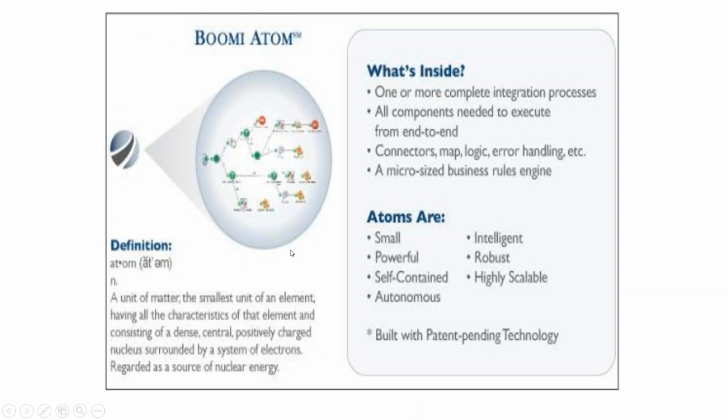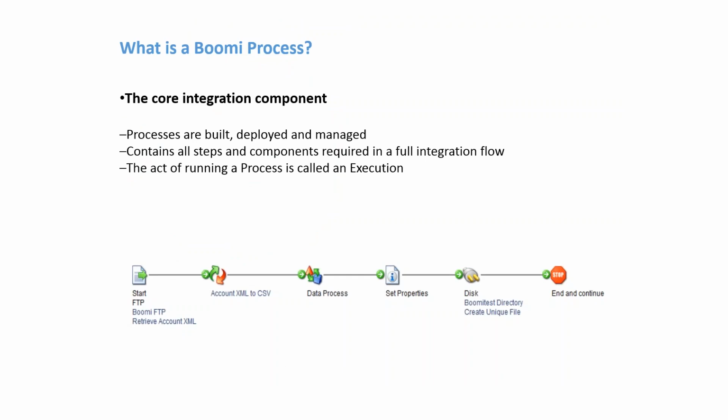This is how the Atom looks like. It is small, powerful, self-contained. So it has all the libraries and all the components required to execute the particular integration. So what is a Boomi process? We are saying integrations, right? What exactly is an integration or process? Processes are built, deployed, and managed. It contains all steps and components required to build a full integration flow.